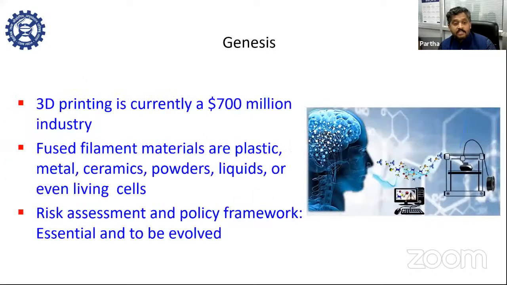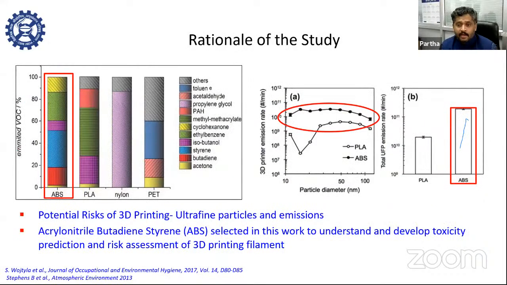So that is the genesis of this project. There is more than a 700 million dollar worth of industry in 3D printing right now, with fused filament materials, plastics, metals, ceramics, powders, liquids, or even living cells. Currently, we are using it as a biological component for various toxicological testing. But when we are using these printing materials, you definitely need to do risk assessment and develop a policy framework for their safety.